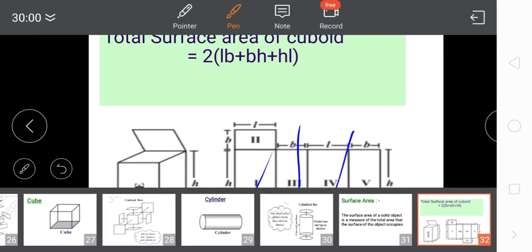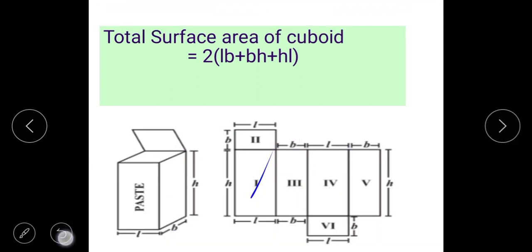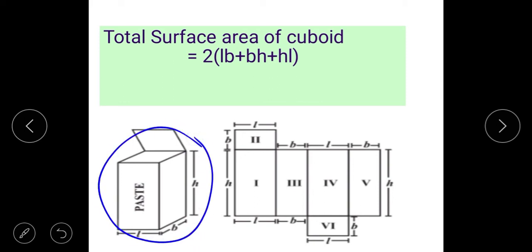So what is the formula of area? You have learned in the last videos, that it is length into breadth. If you see this main figure, this is the length, this is the breadth and this is the height. The thickness is the height.